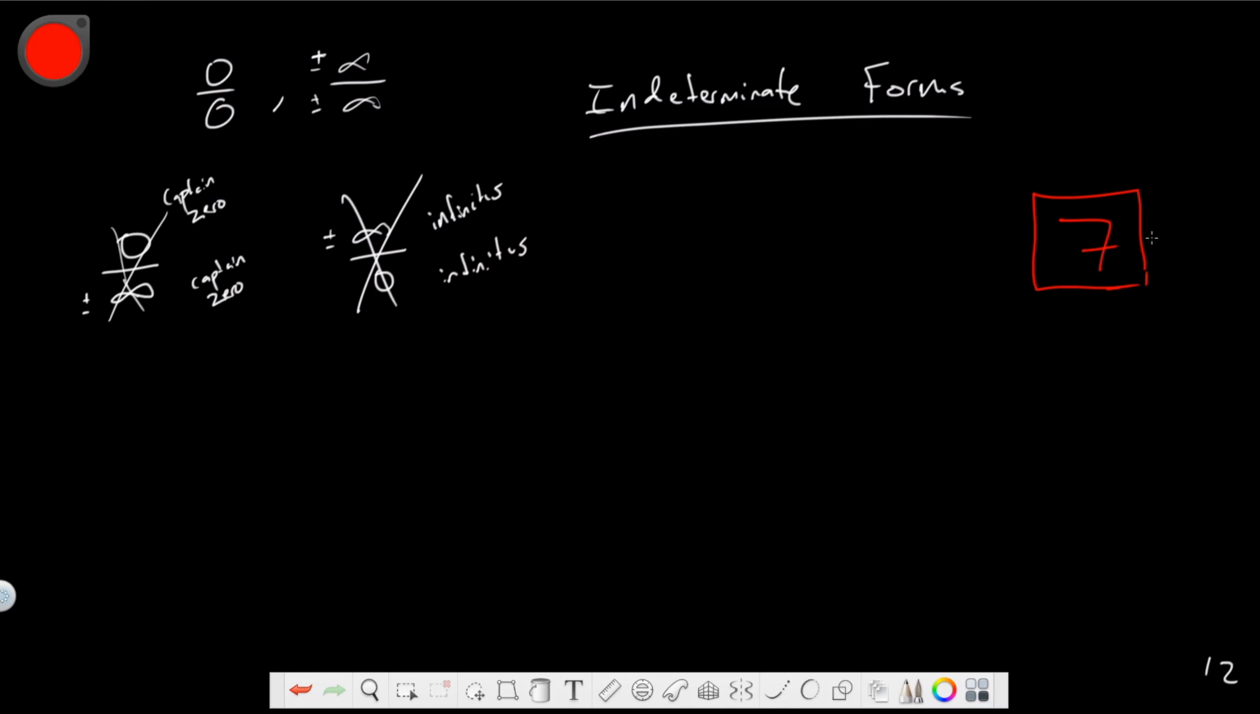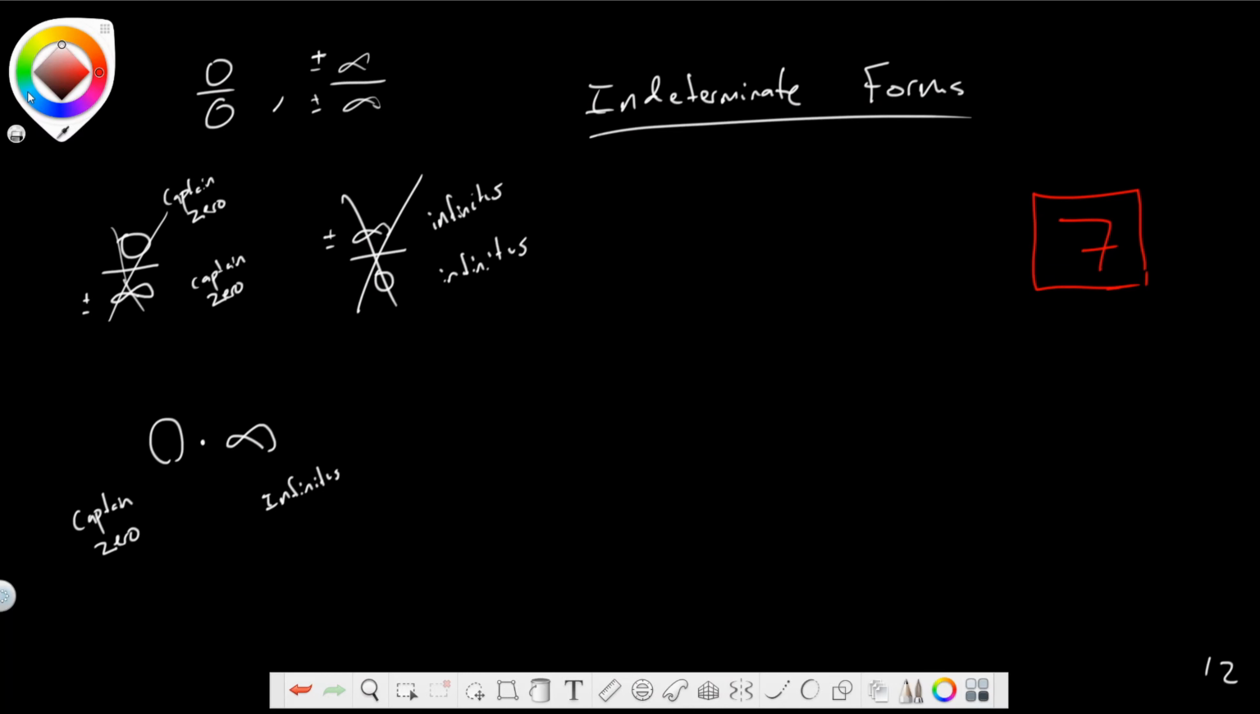Here's another one to get you to start thinking. 0 times infinity. We have Captain Zero over here pulling towards 0. And we have Infinitus over here pulling towards infinity. There is a battle. Bam! There is a battle. This is our, and there's no particular order, but this is the third of what I claim 7 indeterminate forms where there's a conflict between superheroes.